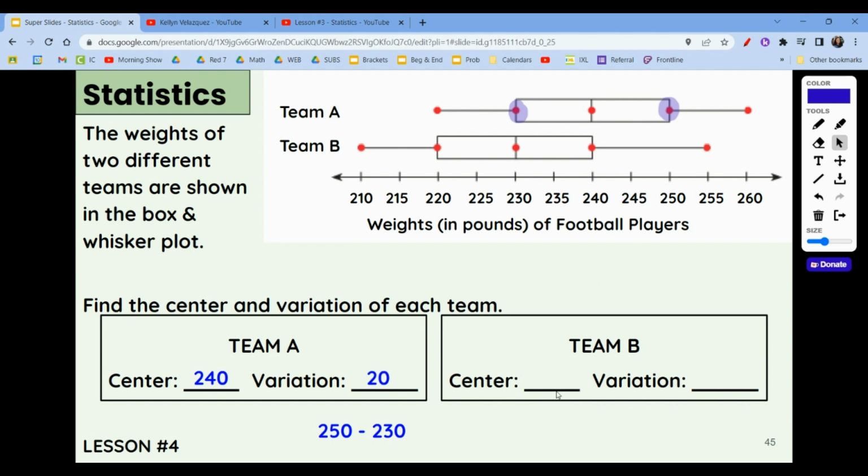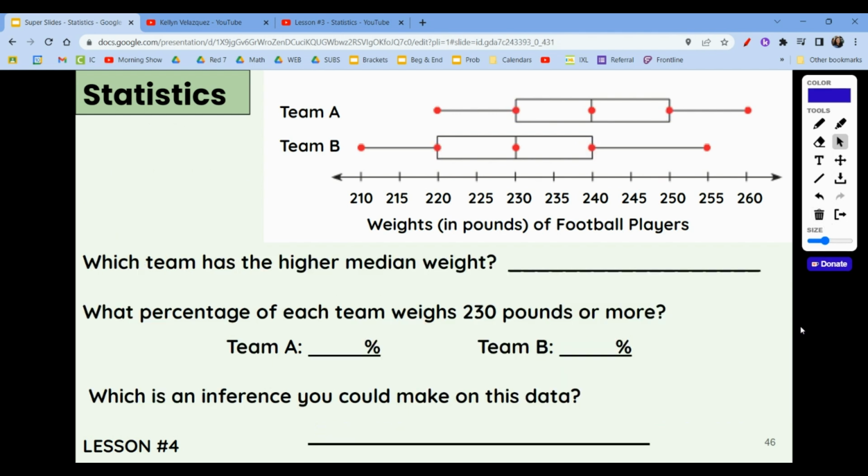All right, team B center. Again, center means median. So the center of team B would be 230. And the variation would be the IQR, which is the length of the box. This box goes from 220 to 240. So I would do 240 minus 220. And I would find the variation is 20. Which team has the higher median weight? Well, the median weight here is 240 and the median weight here is 230. So team A is the higher median weight.